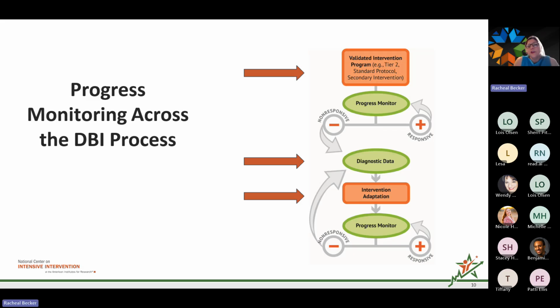Today, we're going to take a closer look at where progress monitoring fits across the full DBI process. This process really starts when students are identified as needing a Tier 2 intervention. You'll notice by looking at the graphic that progress monitoring occurs throughout the cycle, not just at one point. It informs every adaptation decision.